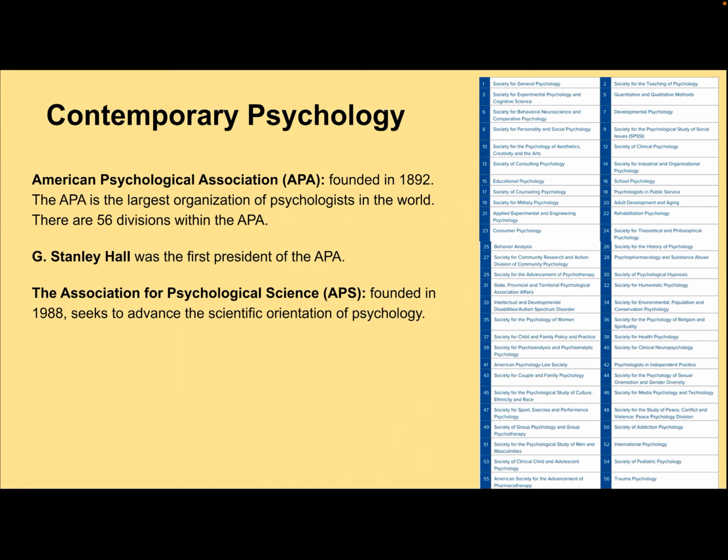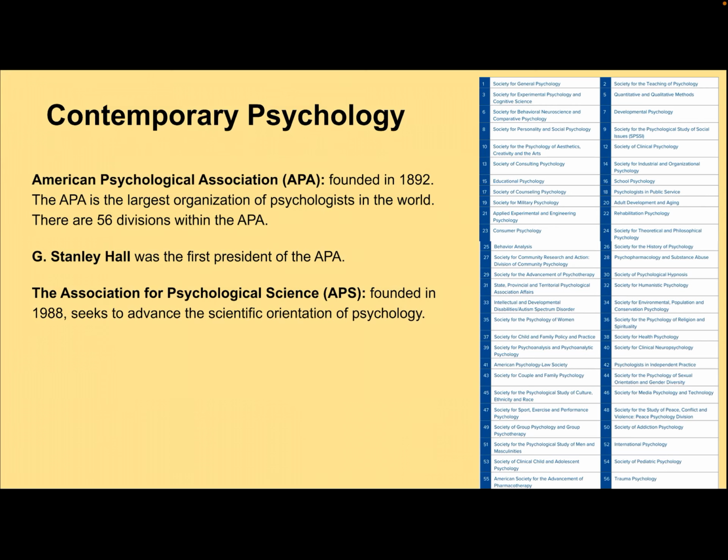And now we'll move on to contemporary psychology. Before this, we talked about the history, all of the different movements and different schools of thought over time. Now we're going to talk about now. Even though we're talking about now, a lot of these things started back during that historical period, such as the APA. The American Psychological Association, or the APA, was actually founded back in 1892.